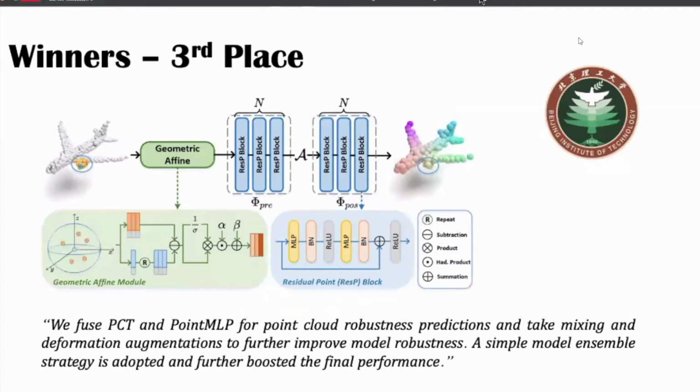So let me rephrase the introduction of their methods. We fuse point cloud transformer PCT and PointMLP for point cloud robustness predictions and take mixing and deformation augmentations to further improve model robustness. A simple model ensemble strategy is adopted and further boosted the final performance. So these are the third place winners.